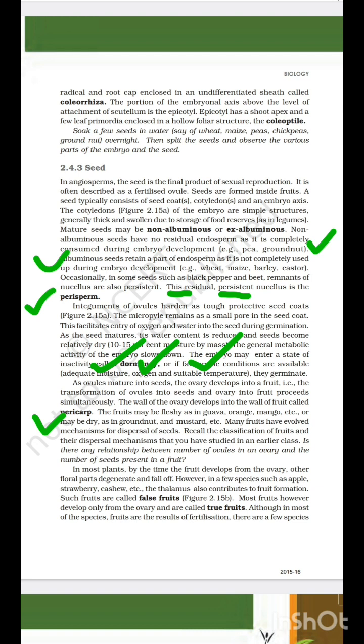In most of the plants, by the time the fruit develops from the ovary, other floral parts degenerate and fall off. However, in a few species such as apple, strawberry, cashew nut, the thalamus also contributes to fruit formation. Such fruits are called false fruits. Most of the fruits, however, develop only from the ovary and are called true fruits.